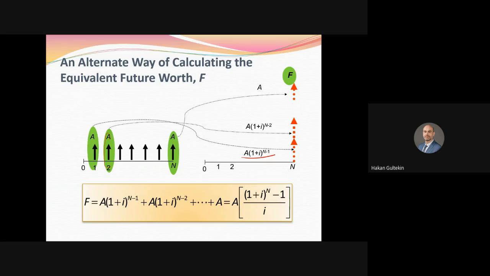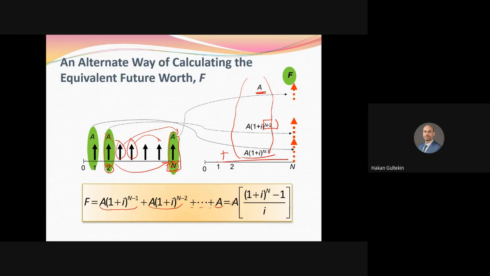Then for the second one, I want to move it forward. Then it is (1 plus i) to the power n minus 2 because I started from 2 to n. And the third one, move it. The fourth one, move it. And the last one is already in period n, so you don't need to move it. For all these values, just add them up. Okay, sum their values. You will obtain this: A times (1 plus i) to the power n minus 1, n minus 2, up to A.